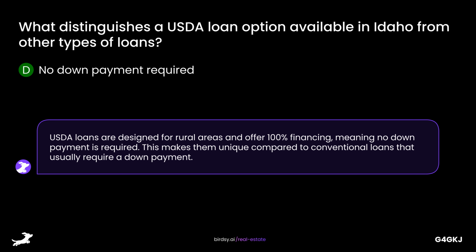USDA loans are designed for rural areas and offer 100% financing, meaning no down payment is required. This makes them unique compared to conventional loans that usually require a down payment.